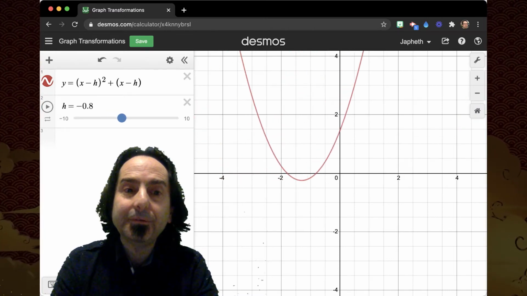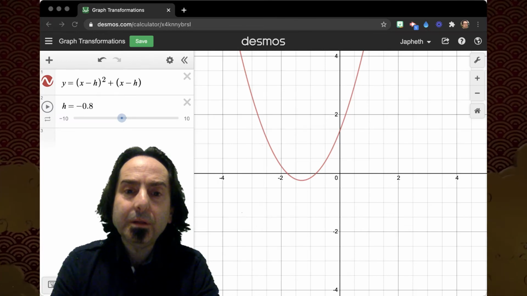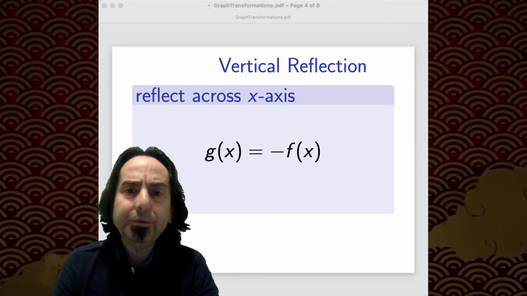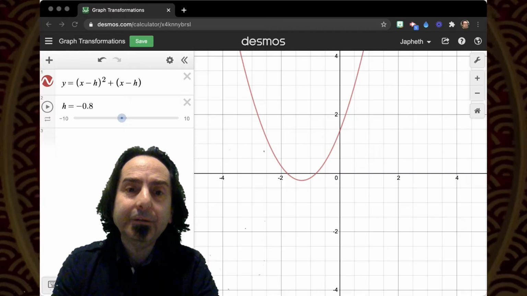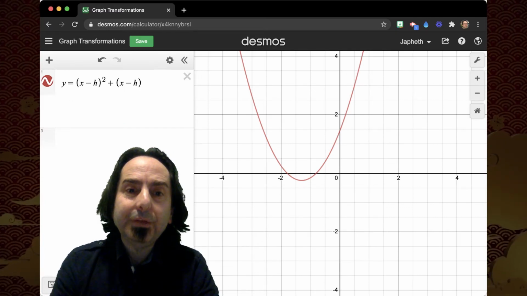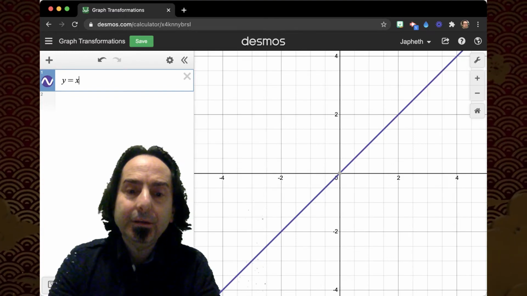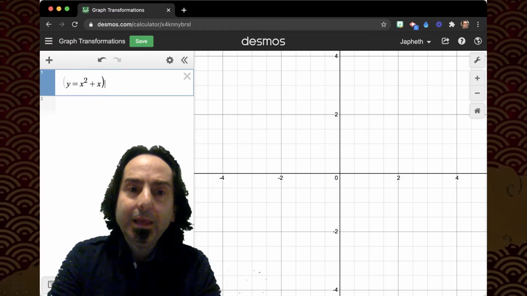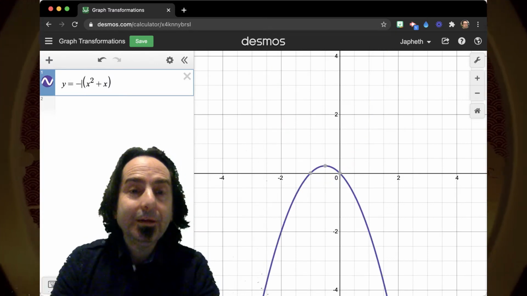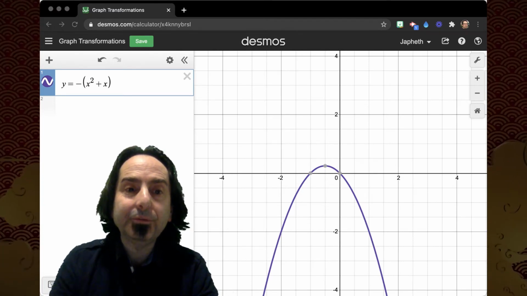That's a horizontal shift. Well, there's other things that we can do as well, and one is a vertical reflection. What we're going to do is change the function to negative, and the easiest way to do that is let's get rid of the slider. Let's go back to the original graph. So x squared plus x, and let me put this into parentheses, and I'll just negate it, and that flips it vertically. It's a vertical reflection around the x-axis.